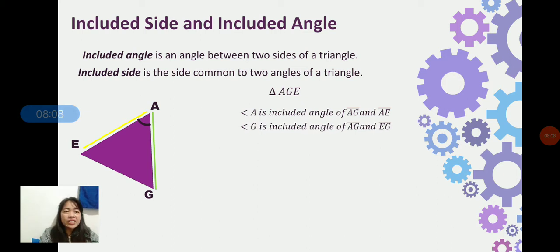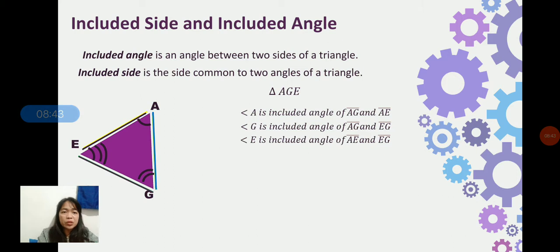Next, angle G is an included angle of AG and EG. Why? If this is your angle G, this is your side AG and side EG. So between these two sides is angle G. And we have angle E. Angle E is the included angle of AE and EG, because angle E is in between these two sides.